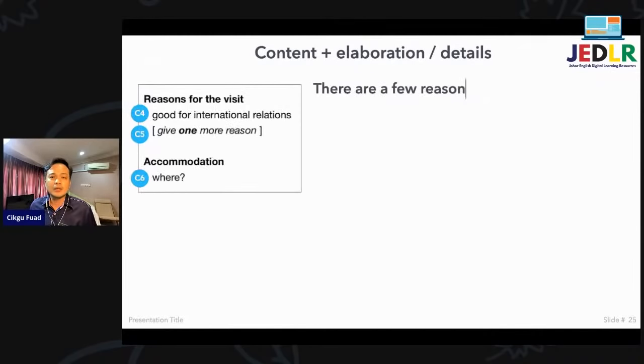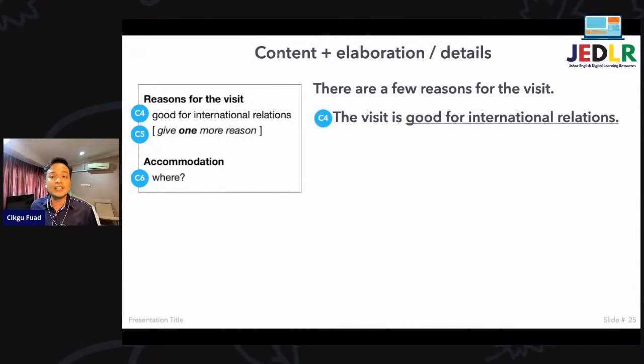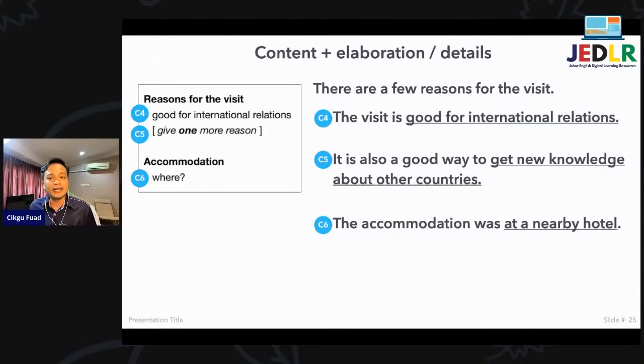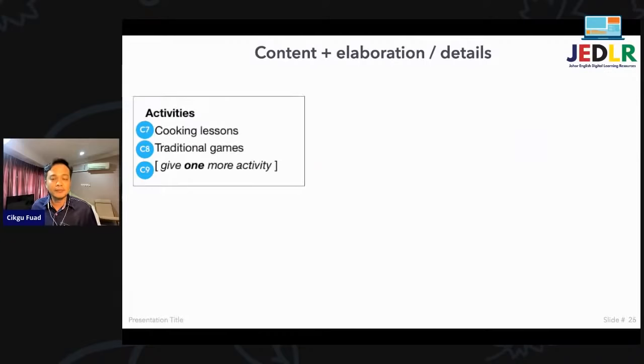Okay, now C number 4, C5, and C6, there are a few reasons for the visit. Okay, the visit is good for international relations. For C number 5, it is also a good way to get new knowledge about other countries. For C6, the accommodation was at a nearby hotel. You can choose where, because accommodation means tempat tinggal. Okay, so it can be a hotel, it can be a hostel, it can be a homestay. Okay, as long as the place is logical.